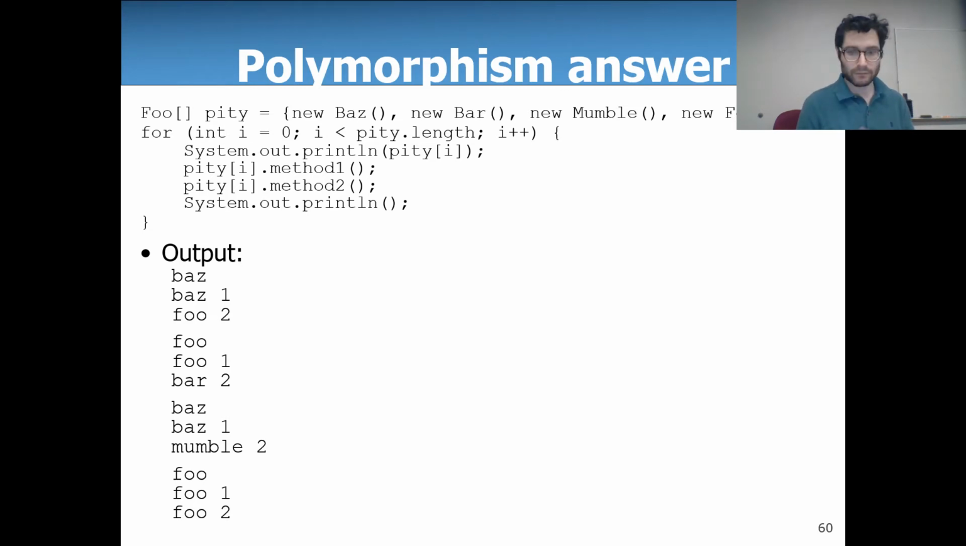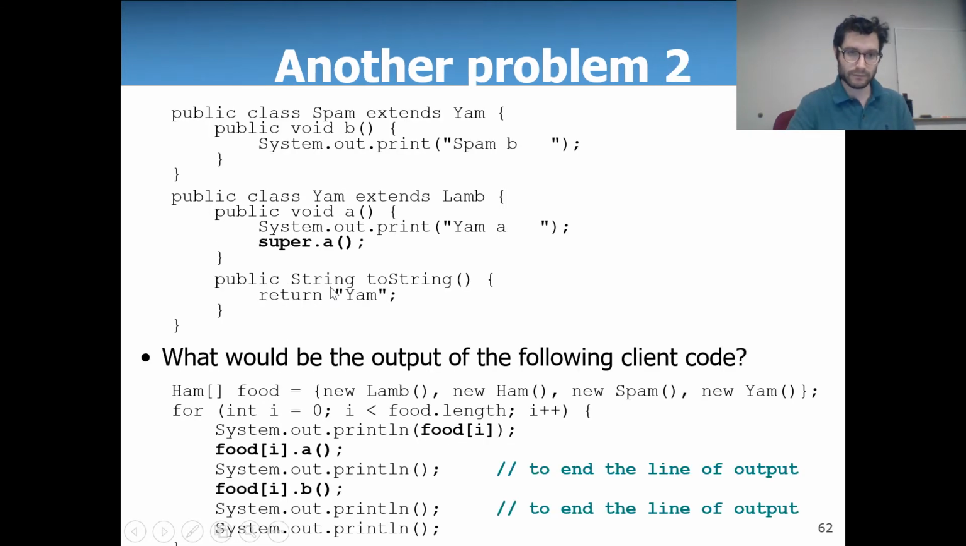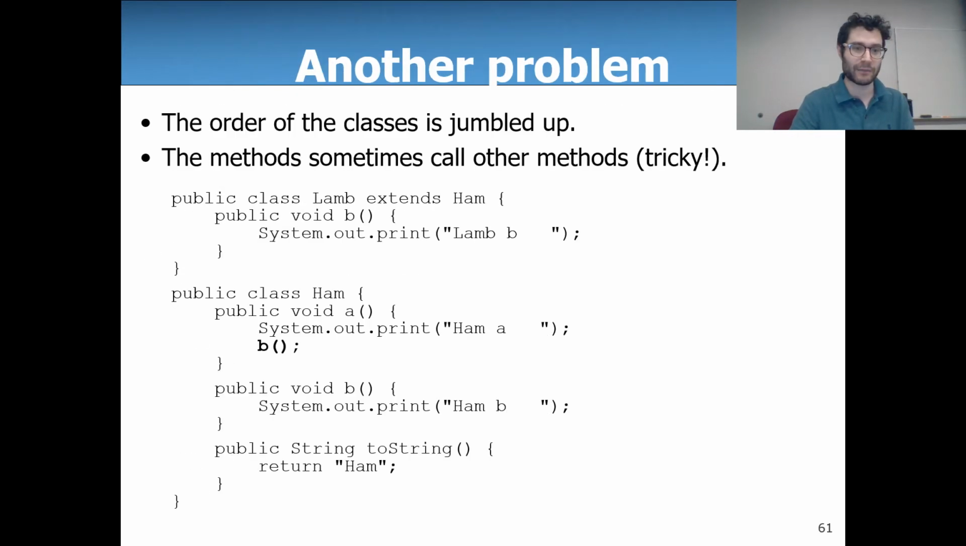Right? So you get a lot of questions like this. Another time, the trickier variation of this problem, by the way, is where we don't put things in order. Right here we have lamb extends ham, and then we have public class ham below it. Spam extends yam, yam extends lamb. So everything in this case is completely jumbled up and made deliberately confusing.